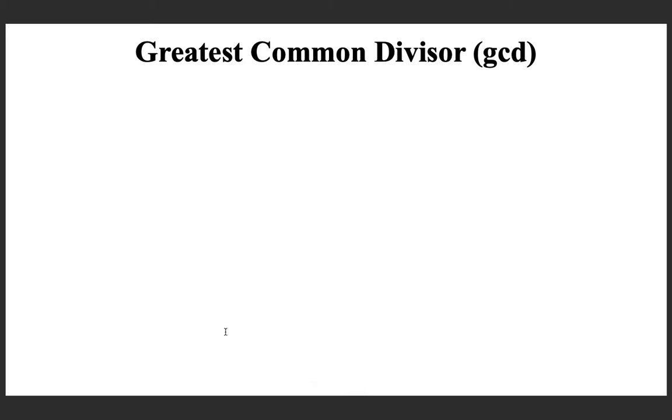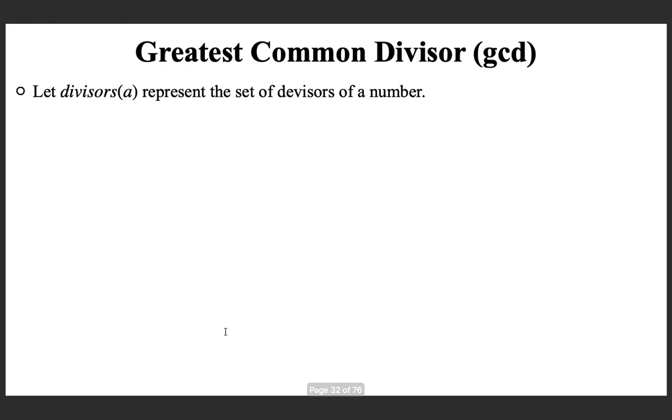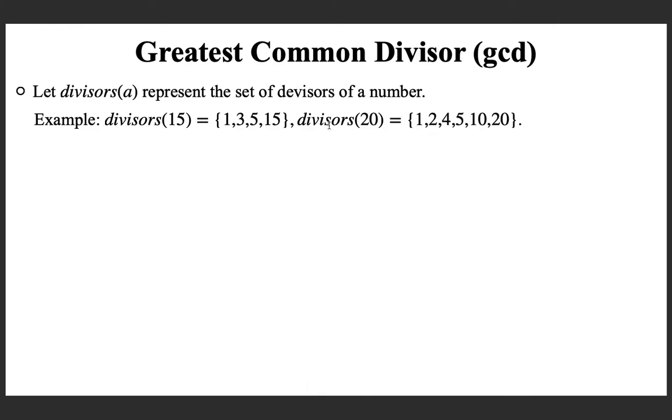Now, greatest common divisor. The definition is clear from the name itself. Let divisors(a) represent the set of divisors of a number a. Example, divisors(15) is this set. Then divisors(20) is this set.